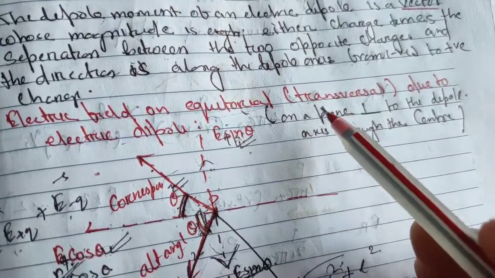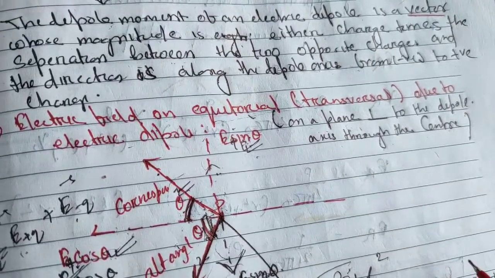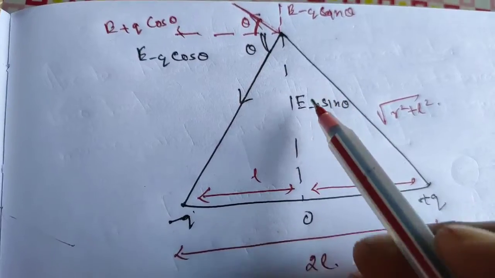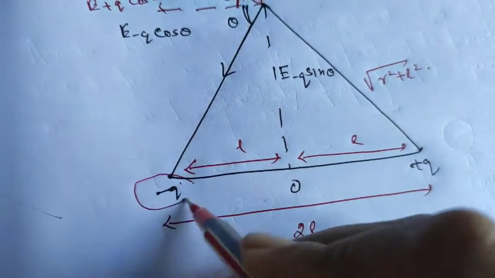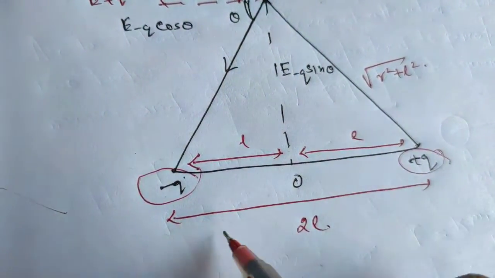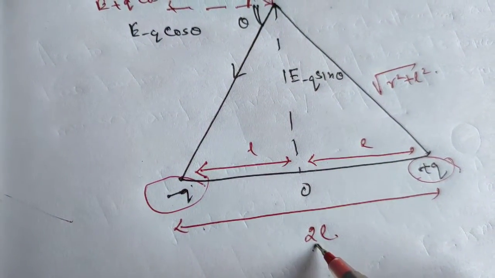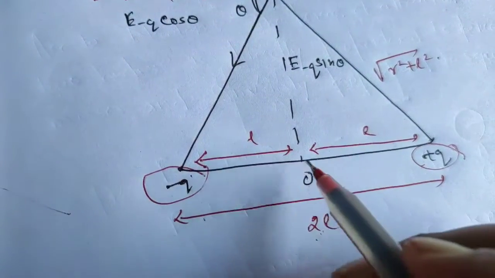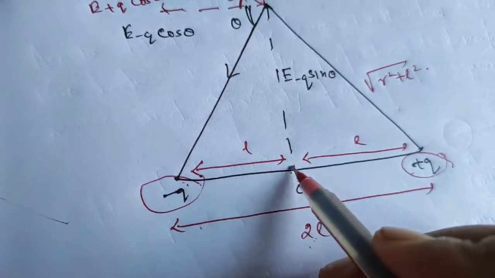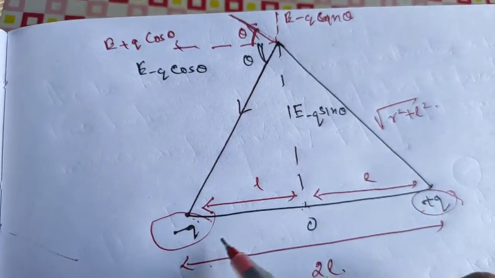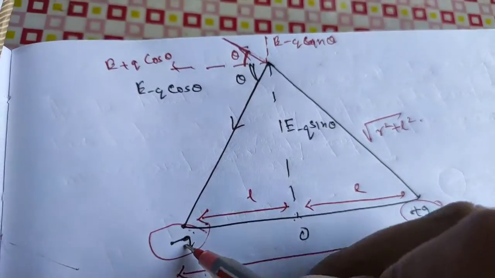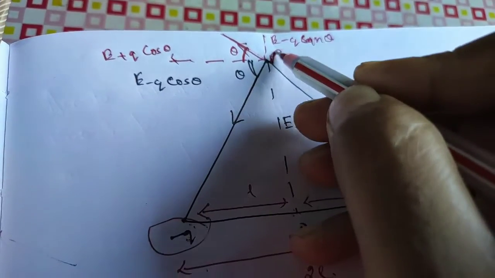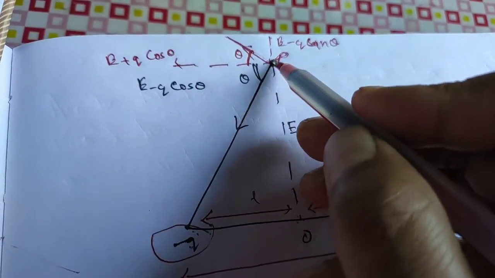First of all we will understand the concept in the form of a diagram. See, here I have drawn the diagram for you, student. This is the negative charge, this is the positive charge. They are separated by a distance 2l. So if this is the center, this is l and this is l. Clear? This negative charge applies an electric field at this point. Suppose this is point P. Clear? This is point P.